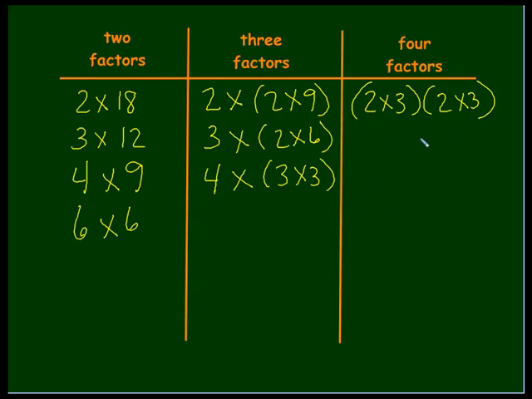So I'm going to take this expression and I'm going to actually put the numbers in order from least to greatest. So I have 2, I have another 2, I have a 3, and another 3. So this right here is considered the longest multiplication expression for the 6 times 6.